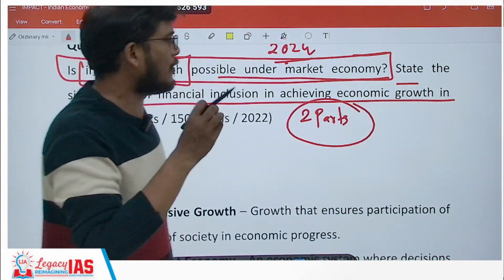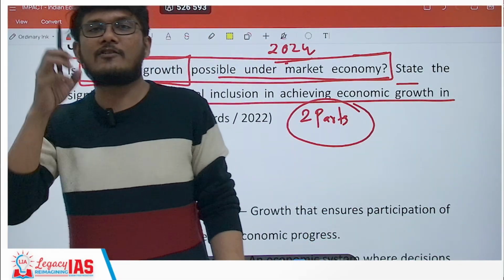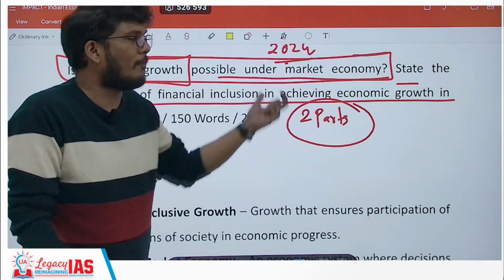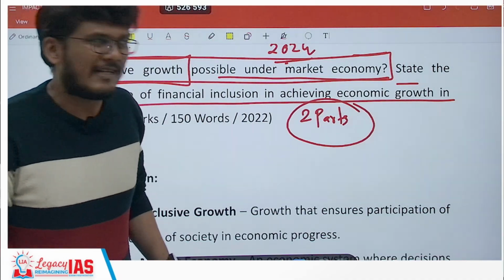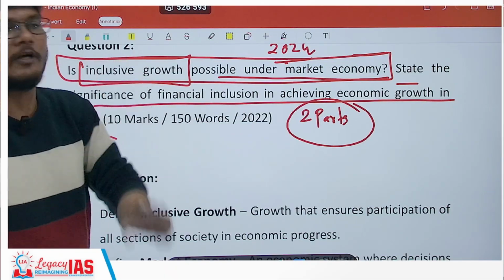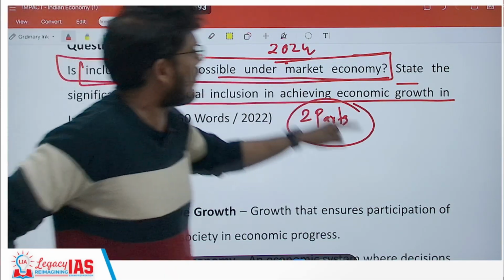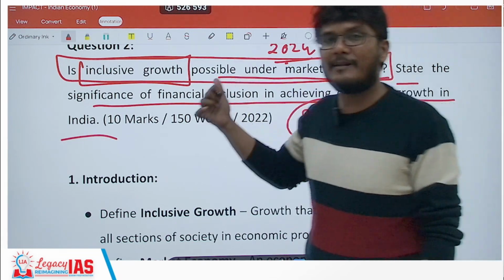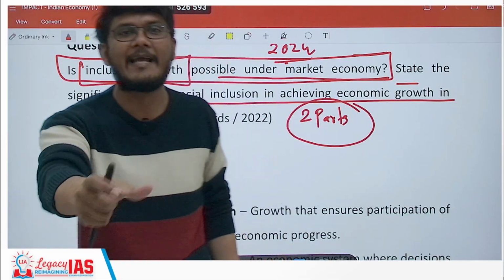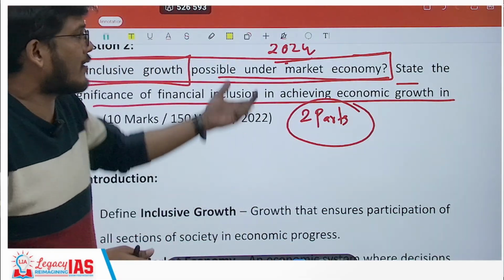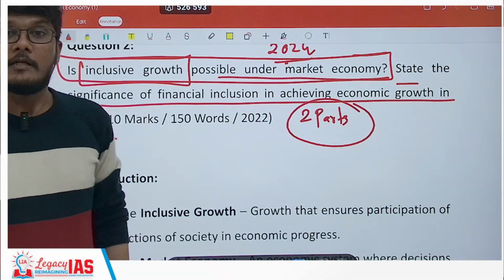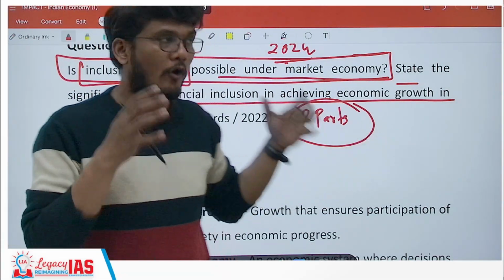But by the tone of the question, by the nature of the question, what is being asked, you should be able to understand how much weightage should be given or how much you should focus over here. So is it like this is just 1 mark and this is 9, or this is 9 and this is 1? No, it is not the case. If you look at it, is inclusive growth possible under market economy? You cannot simply say yes or no. You have to analyze it, give reasons for it, and then come to a conclusion whether it's possible or not. This is also going to take a lot of words and a lot of analysis.